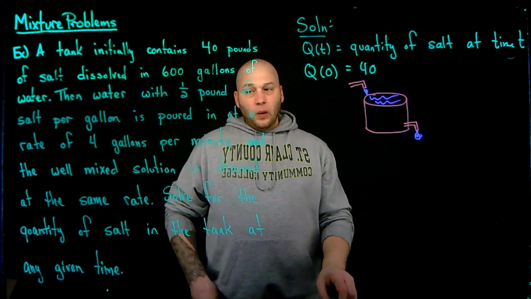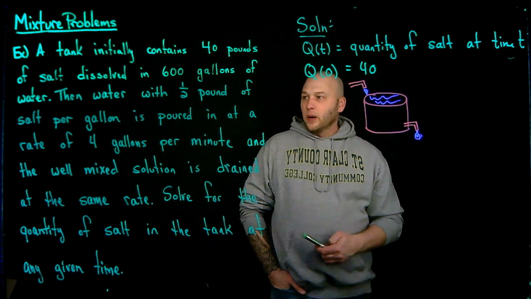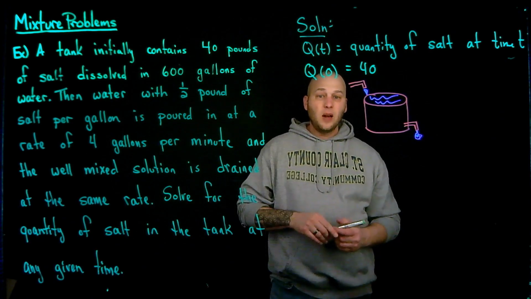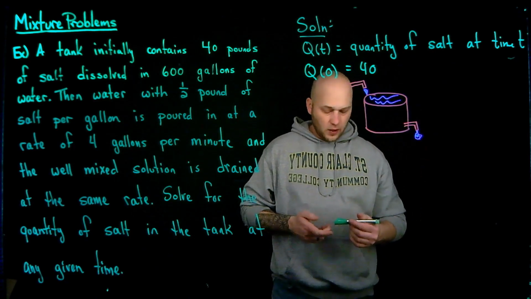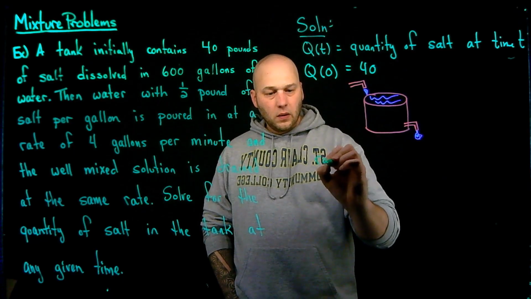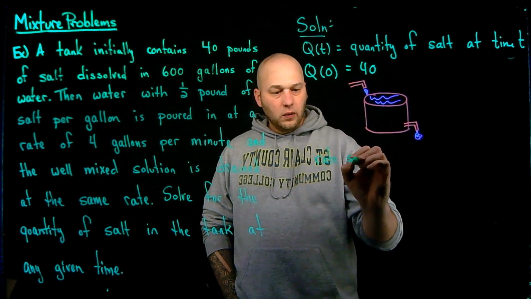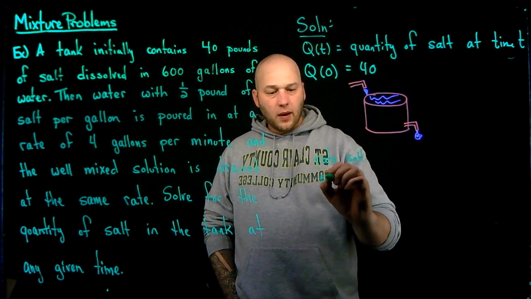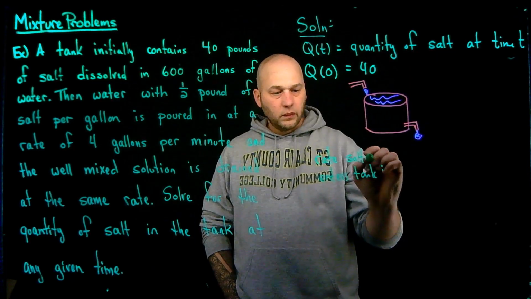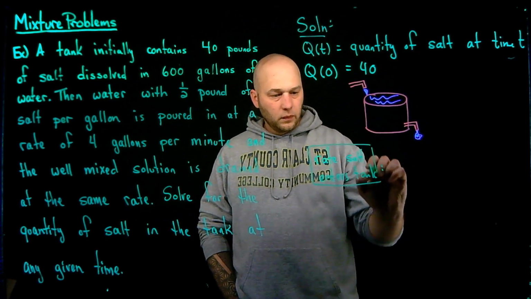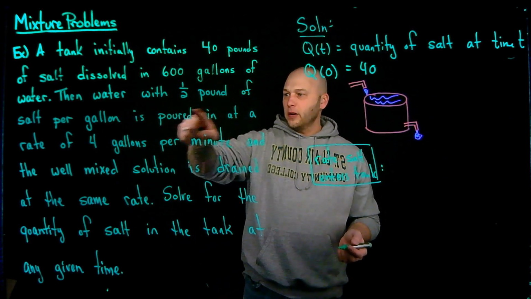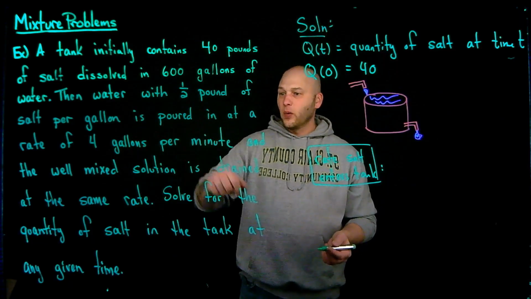Now, there are multiple rates going on here. We have the rate that we are putting salt into the tank, and the rate that salt is coming out of the tank. So let's talk about each of those. The rate salt enters the tank. Okay, what do we know about that? Water with half pound of salt per gallon is poured in at a rate of 4 gallons per minute.